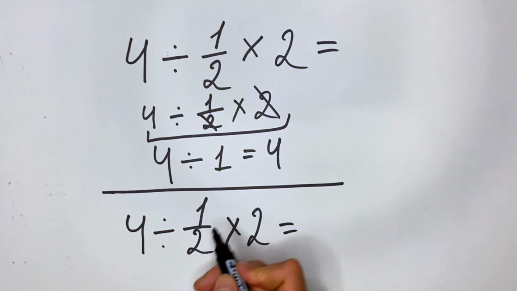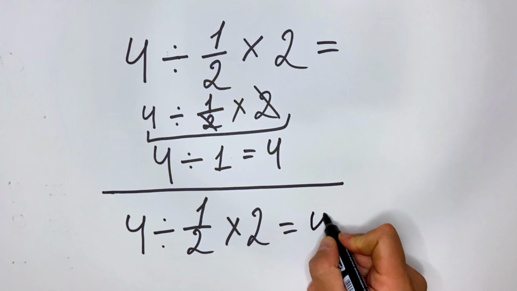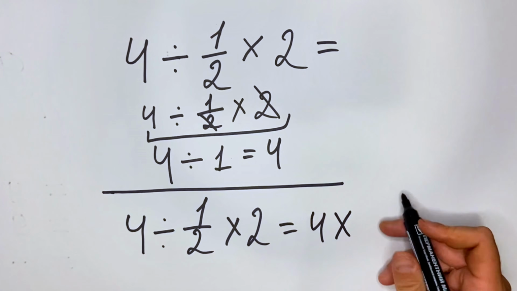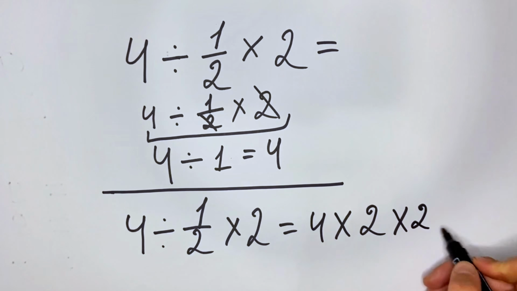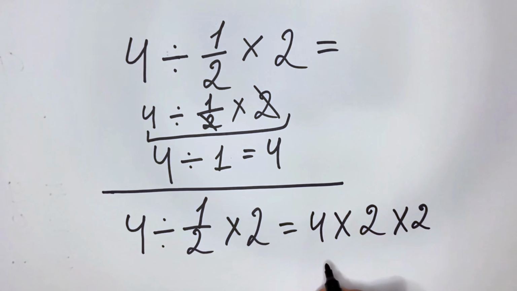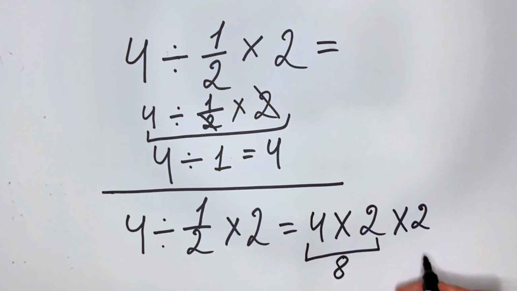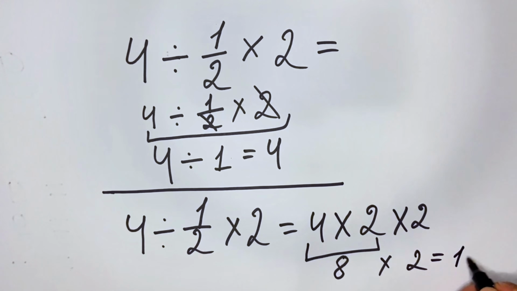First, we tackle 4 divided by 1/2. Keep the first number, 4, change division to multiplication, 4 times, flip the second fraction, 2 over 1. So now we have 4 times 2 over 1, which gives us 4 times 2 equals 8. So now we have 8 times 2, which equals 16.